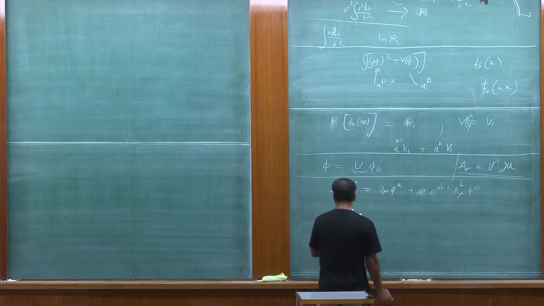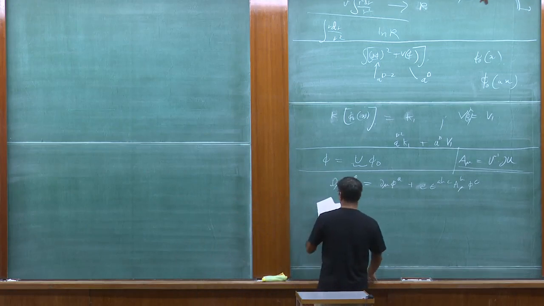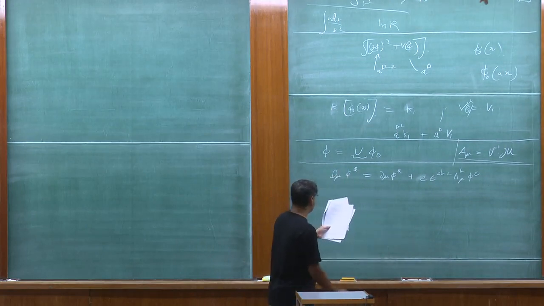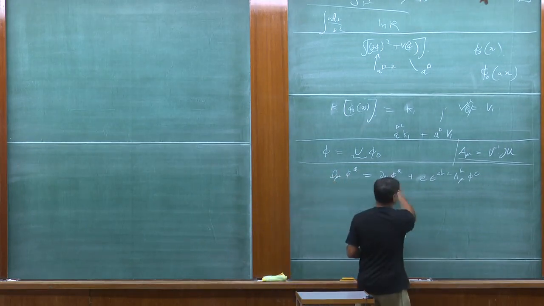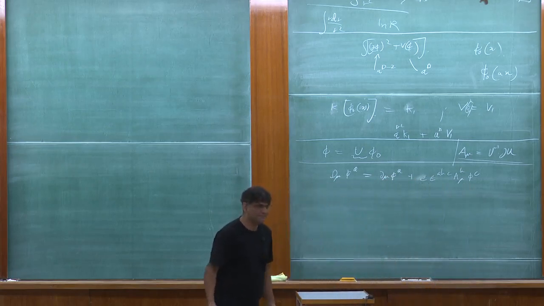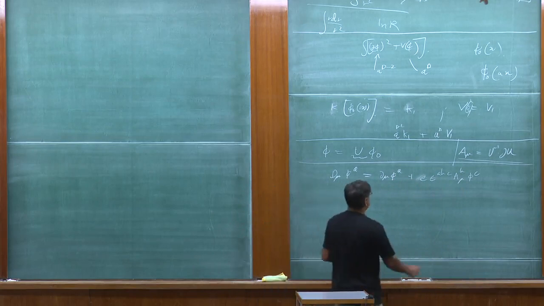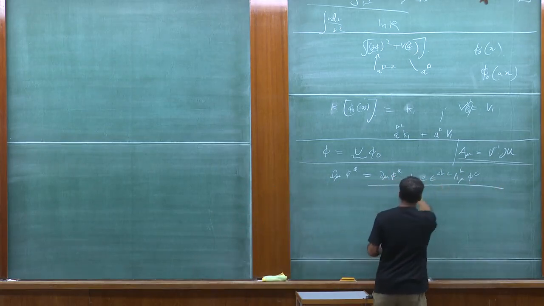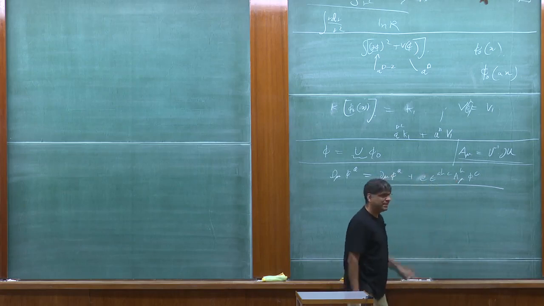Okay. Now, what we want to do is to take this guy and set it to 0 at infinity. So we just think of this as an equation that tells us what A mu is.